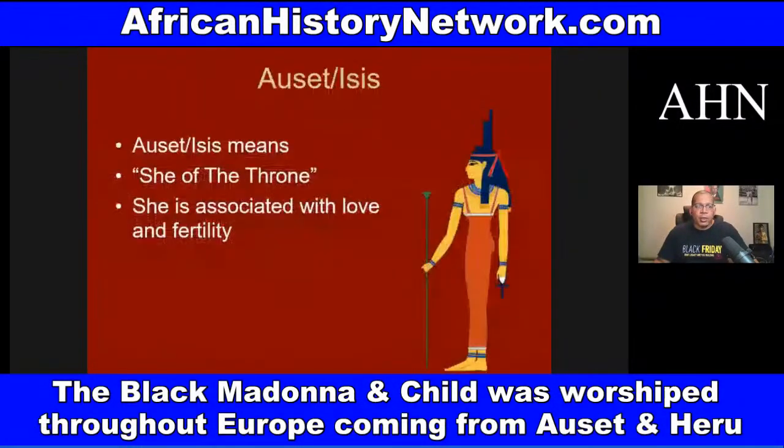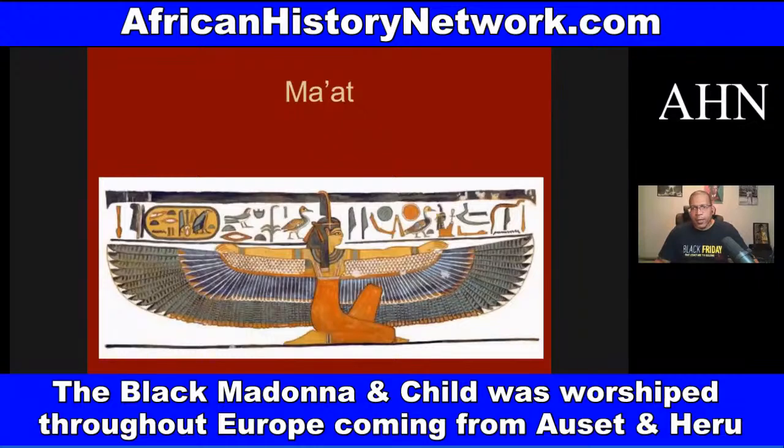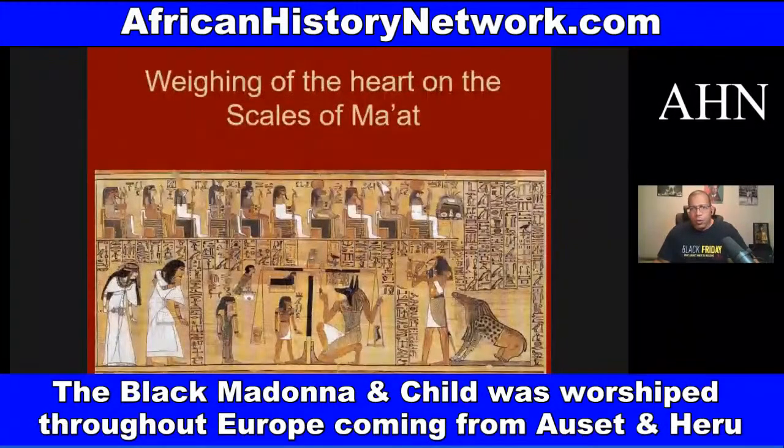When you look at Auset, she was associated with love and fertility. Ma'at was the personification of truth, justice, righteousness, balance, harmony, order, and reciprocity. And you deal with the 42 laws of Ma'at, or the 42 negative confessions, which are a precursor to the 10 commandments. Ma'at was depicted as a female deity with wings, and she had an ostrich feather in her headband. And you have the famous judgment scene. When you die, your heart was weighed against the feather of Ma'at, the essence of a woman, on the scales of Ma'at. Okay, that's the judgment scene.